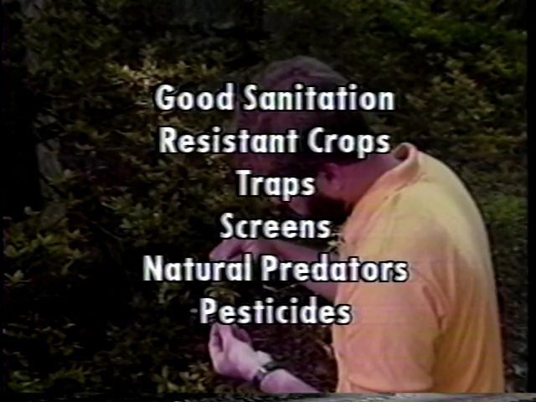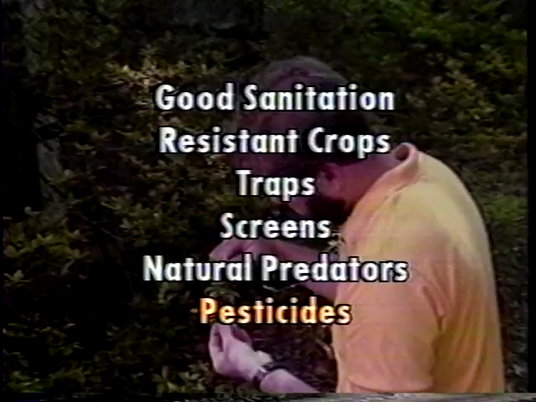IPM, Integrated Pest Management, is the use of many methods to reduce pests to acceptable levels. These methods include good sanitation, resistant crops, traps, screens, natural predators, as well as pesticides. Successful IPM programs in agriculture, forestry, landscape, and turfgrass have helped cut down on unnecessary pesticide use. That usually means less harm to the environment and less money spent by the producer.